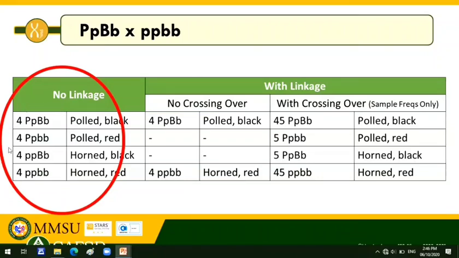Okay? 4 equal phenotypes. So, ang unang phenotype, we have poled black, we have poled red, horned black, at saka horned red. Yun ay kapag walang linkage, kapag ang cross ay sumusunod sa laws of Mendel's or Mendelian genetics. So, with linkage, there is an unequal distribution of phenotypes. Okay, so we will discuss this part a little later. So let's move on to the next slide.